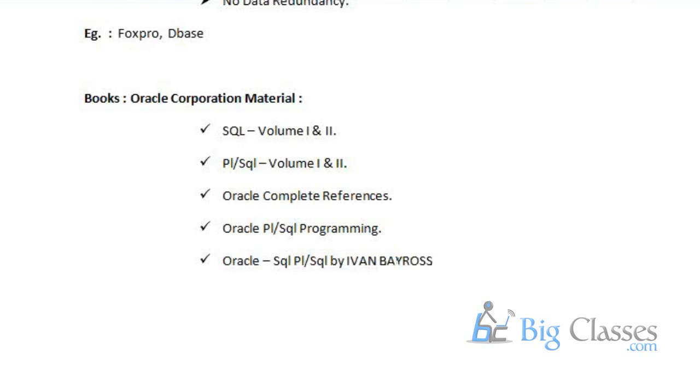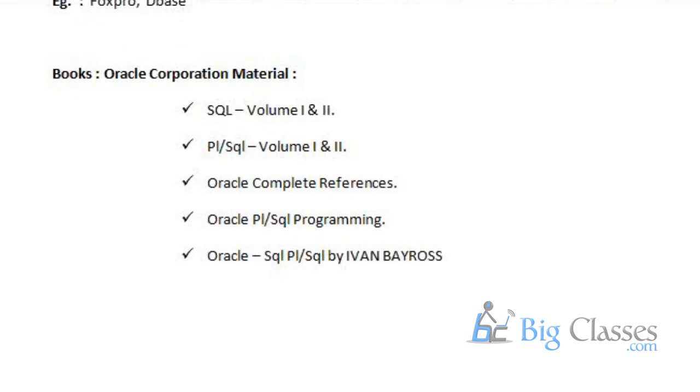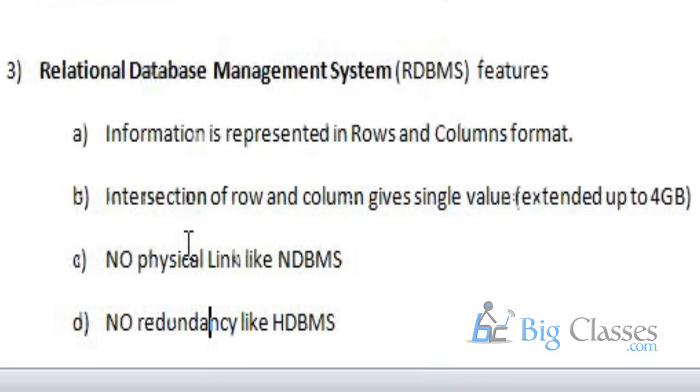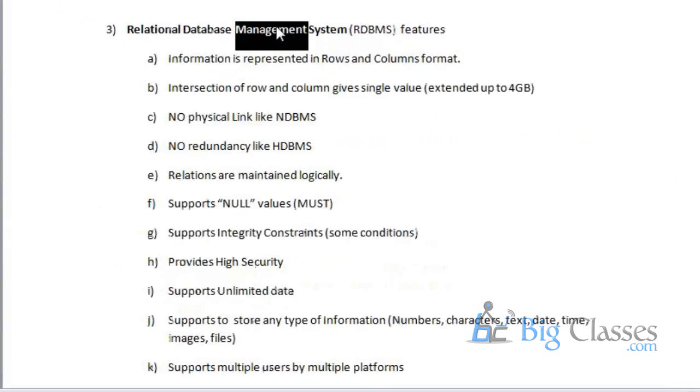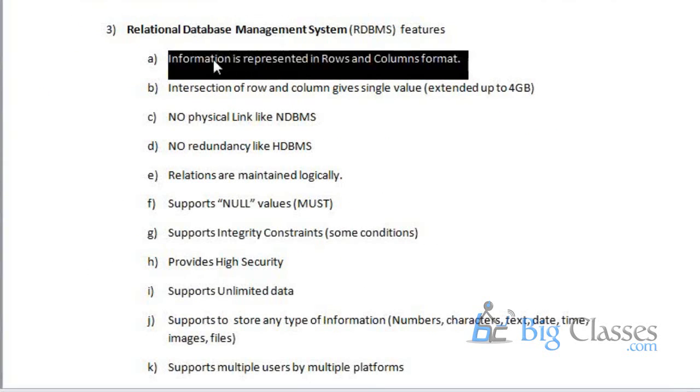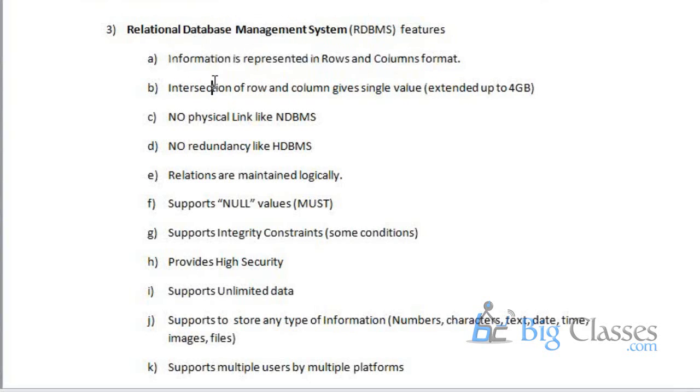Then the relational database management system. So we have gone through hierarchical DBMS and network DBMS. Now the relational database management system. The Oracle environment has various features. Information is stored in rows and columns format, which I have been telling you is tabular format. The intersection of a row and column gives a single value. In an Excel sheet, you can see the intersection of row and column, a cell.